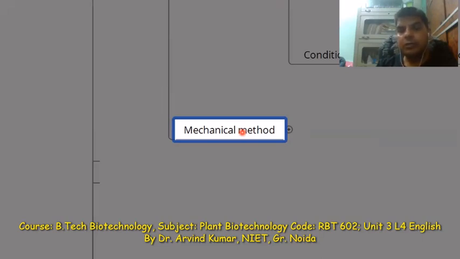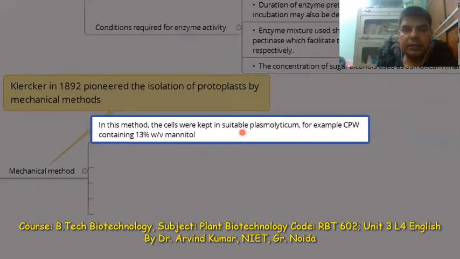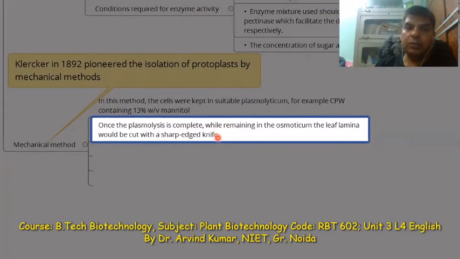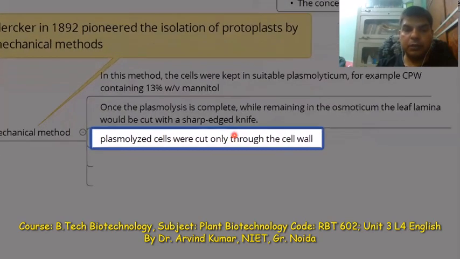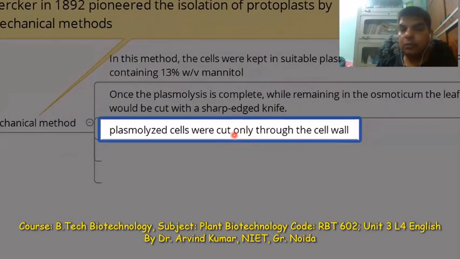Now the second method is the mechanical method. As its name indicates, in this mechanical method, cells are kept in a suitable plasmolyticum, for example, CPW solution containing 3% weight by volume mannitol. Once the plasmolysis is complete, while remaining in the osmoticum, the leaf lamina is cut with a sharp-edged knife. So we use a knife to chop the explant material in order to isolate the protoplast, and the plasmolysed cells are cut through the cell wall.